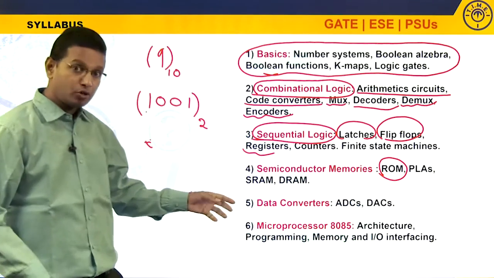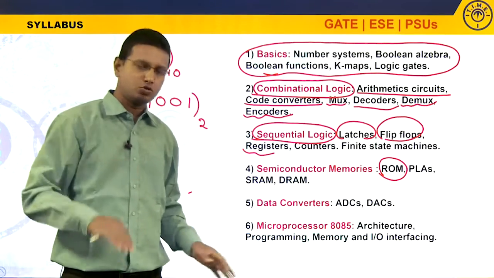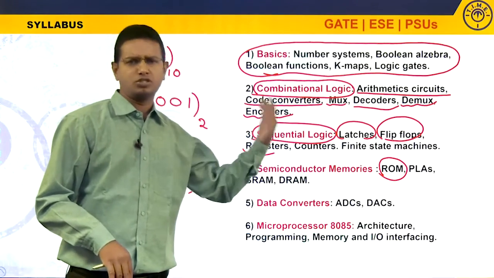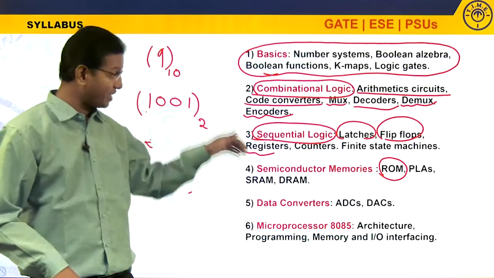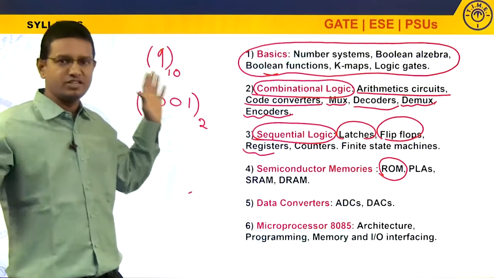So the microprocessor will first store the numbers in the registers, and then it is going to do the arithmetic operations or logical operations on those numbers present in the registers. First is storing. So registers are storage devices in short.